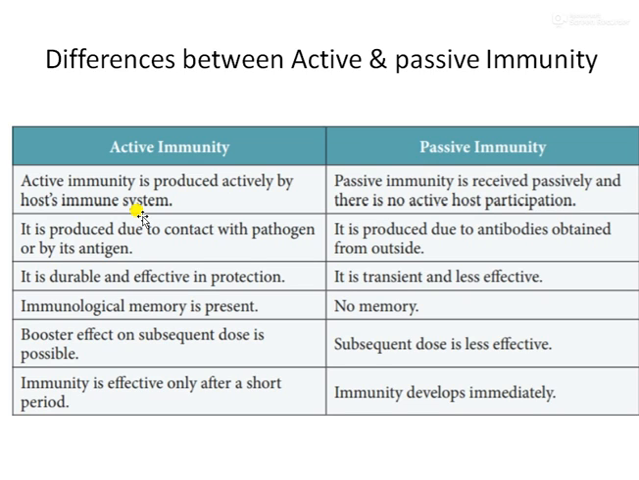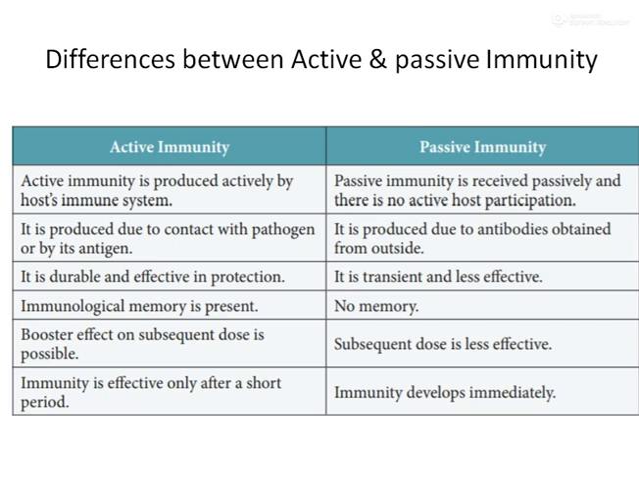So if you consider active immunity, you cannot generalize that memory is always retained, because as I told you earlier, we have a memory, but that is possible only in active immunity cases. In the passive immune system you do not have that. And of course, a booster effect on a subsequent dose is possible.